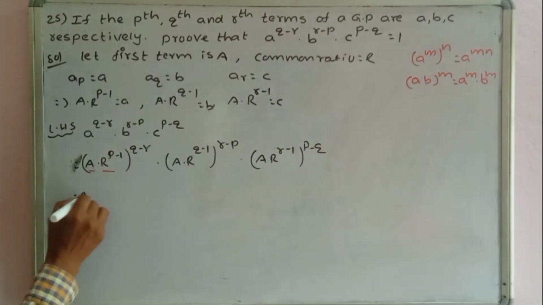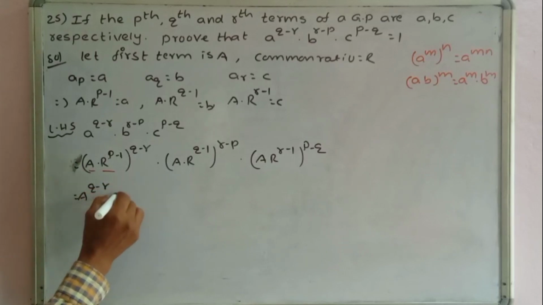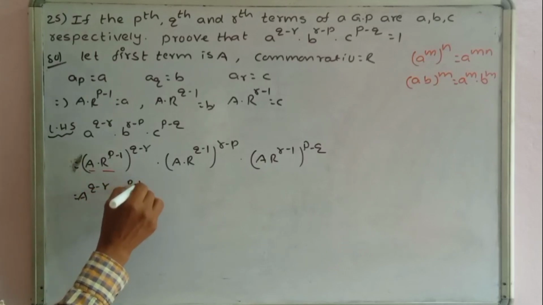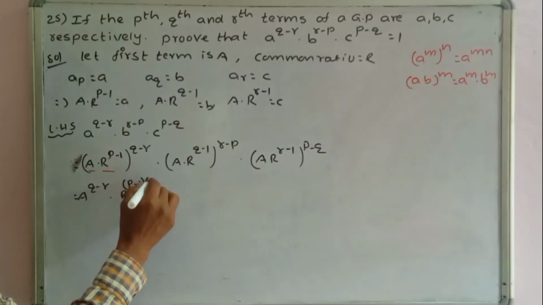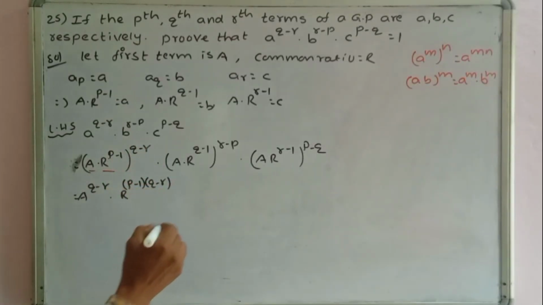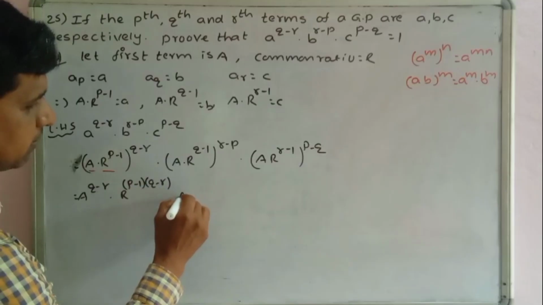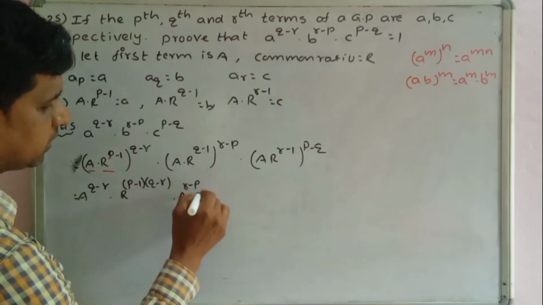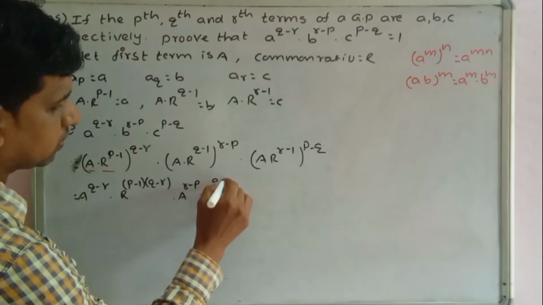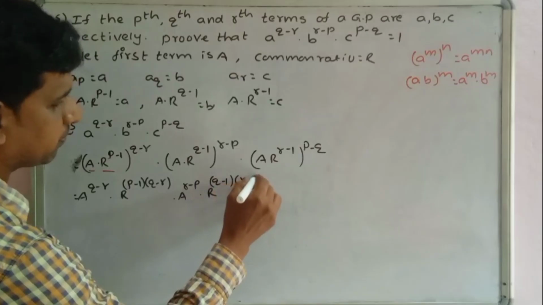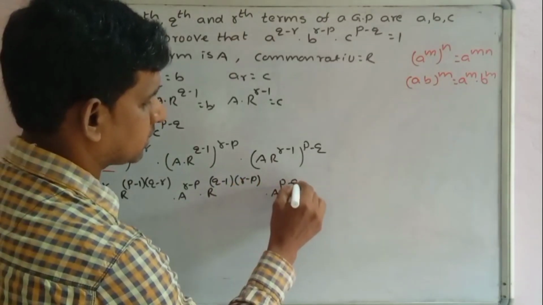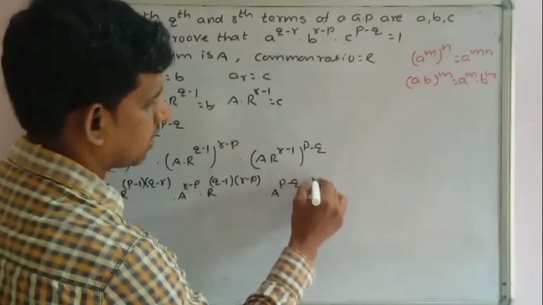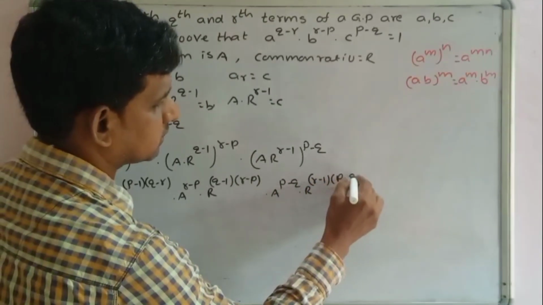So A power Q minus R into R power P minus 1. Now this is the form A power m whole power n, A power mn. So P minus 1 into Q minus R. Okay, next into A power R minus P into R power Q minus 1 into R minus P. Okay, next into A power P minus Q into R power R minus 1 into P minus Q.